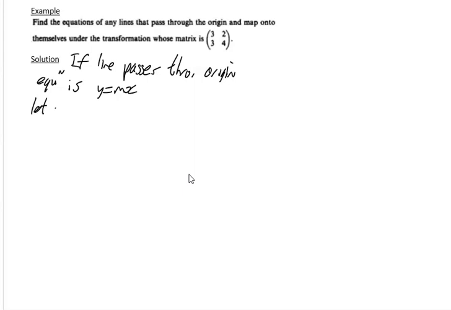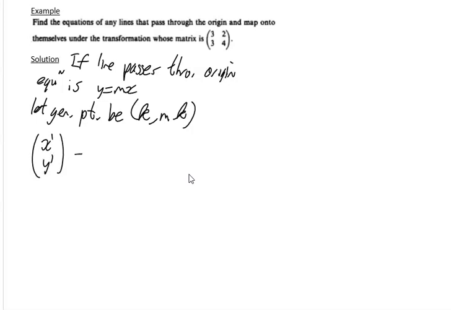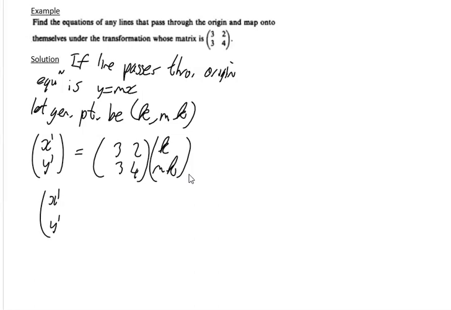So I'm going to say let the general point be k, mk. Now I could have used x and then mx, but I have just said k, mk. I've done it this way for years. I'm just going to keep doing it. So that means your new point x dash, y dash is going to be equal to the matrix (3, 2; 3, 4) upon k, mk, and we're just going to multiply that out and see what we get. X dash, y dash is a column vector: 3k plus 2mk, and 3k plus 4mk.